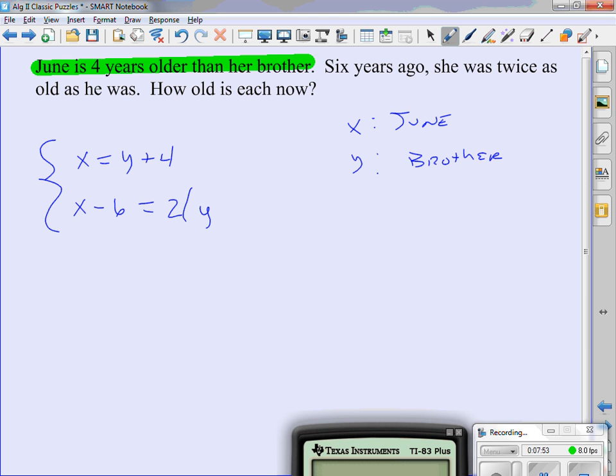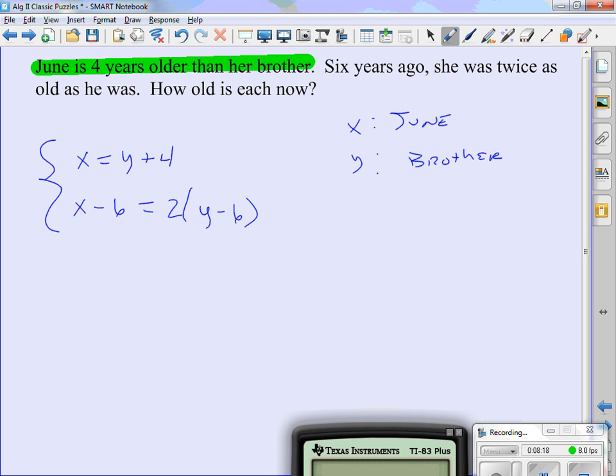2y minus 6. You have to remember, 6 years ago, both of the ages are going to change, not just one of them. Even though some of your mothers might still be 29, and they'll always be 29 for the rest of their lives, they're actually getting older. So now I have this system. Try to solve it.